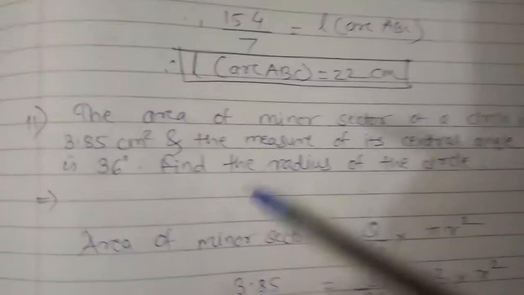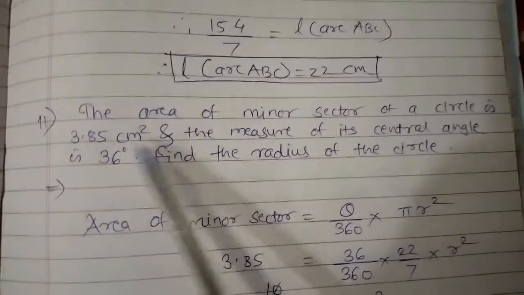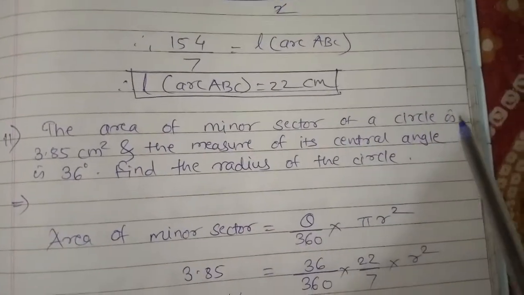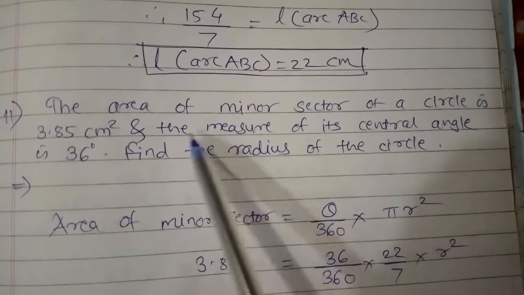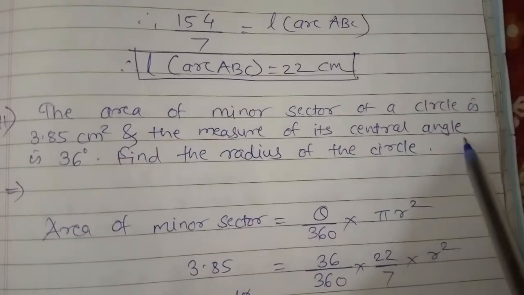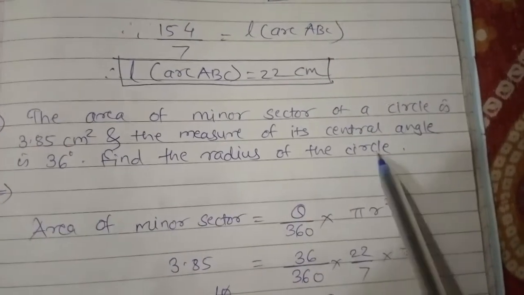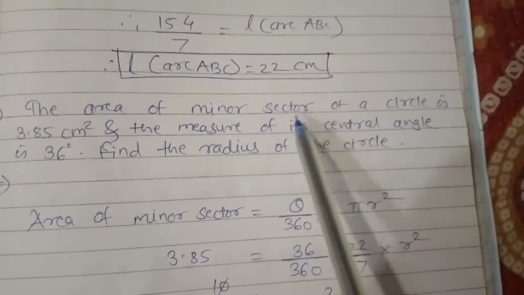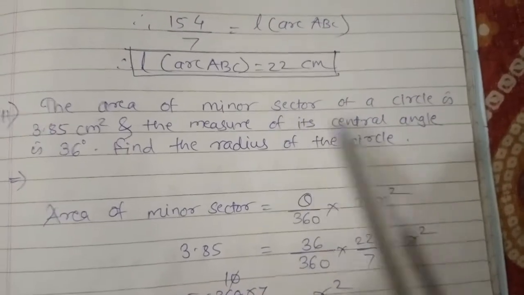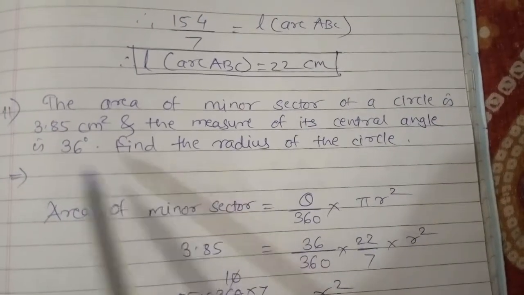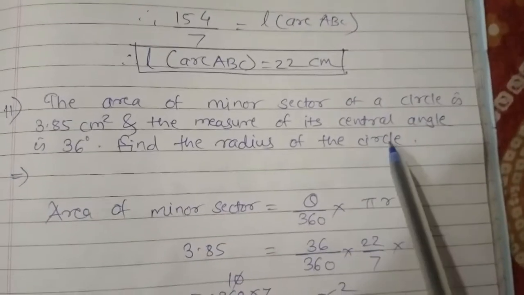Next, I am going to solve example number 11. The area of a minor sector of a circle is 3.85 centimeter square, and the measure of its central angle is 36 degree. Then find the radius of the circle. You are given the area of the minor sector and the central angle measure, and you have to find the radius.